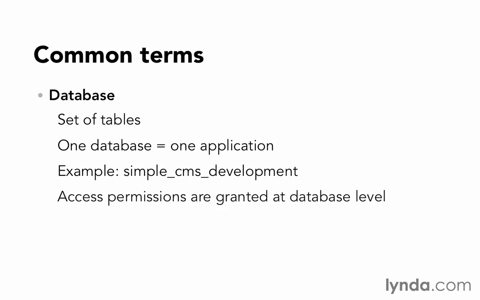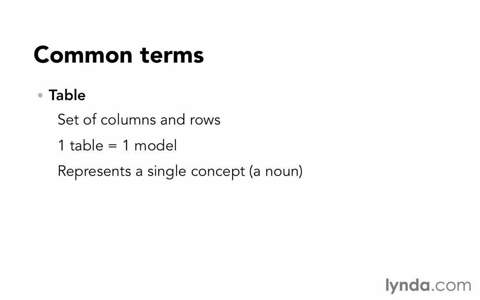If the database is a set of tables, then a table is going to be a set of columns and rows. In the Rails framework, one model equals one table. We can have models that aren't connected to databases, but most often every model has a corresponding table. The model and the table represent a single concept, a noun, the what's of our application.